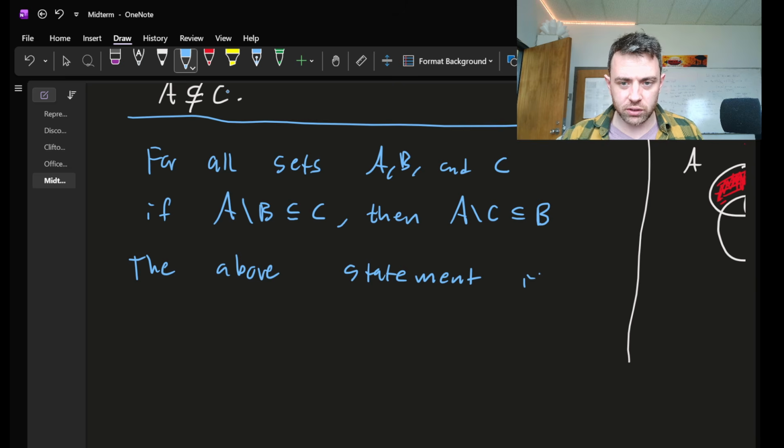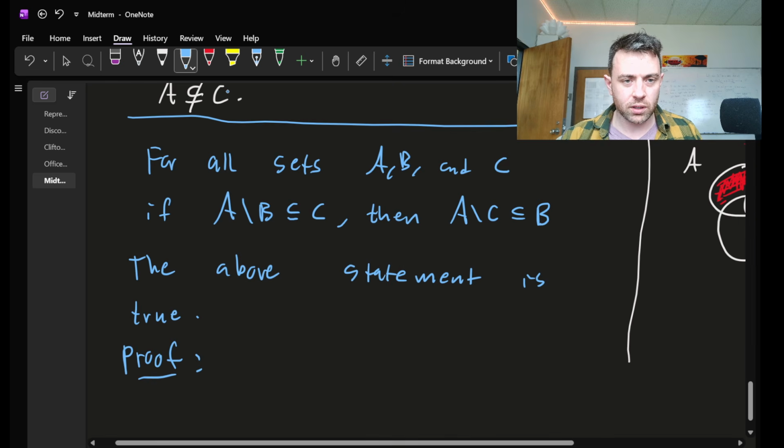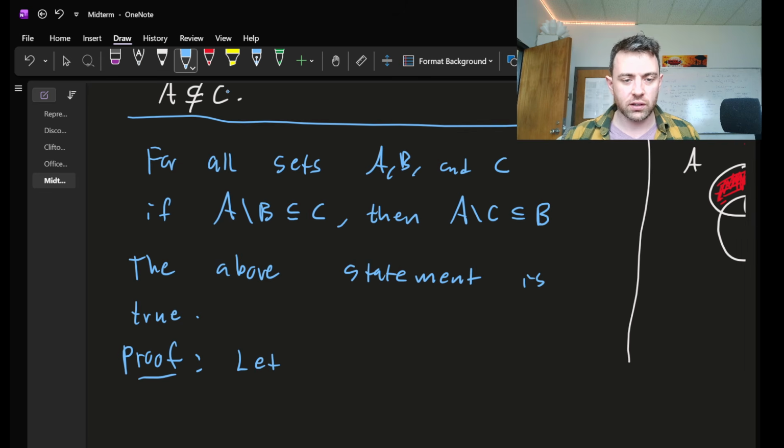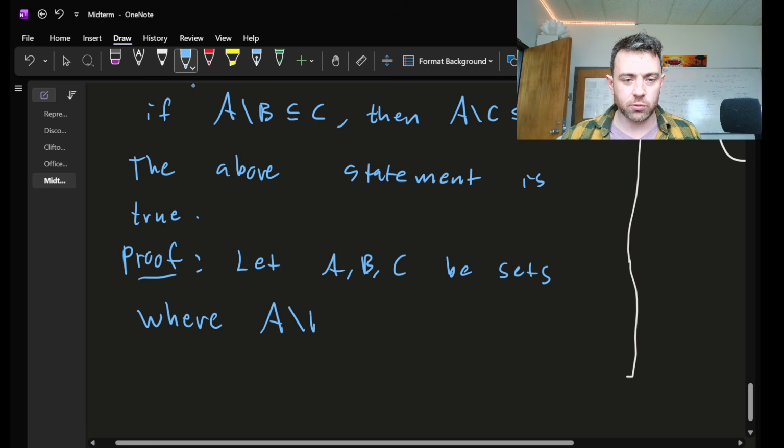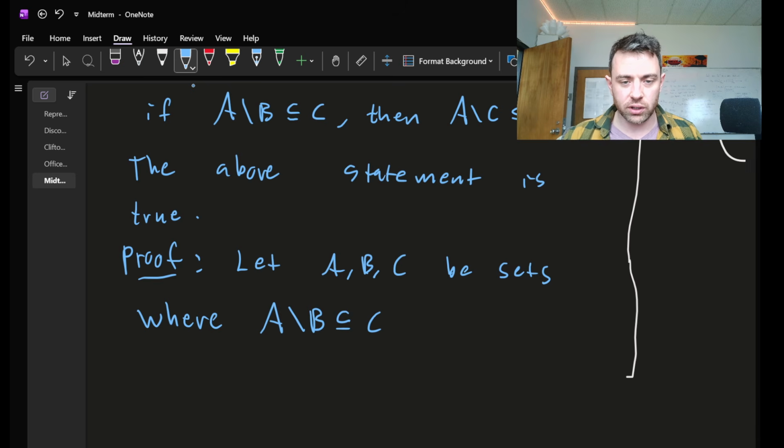The above statement is true. Proof. Again, I don't even have to turn on my brain yet. For all sets, so I say let A, B, C be sets. And I don't want just any sets, of course. I want sets that satisfy the hypothesis. So I say let A, B, C be sets where A minus B is a subset of C. Okay. And what am I trying to prove?